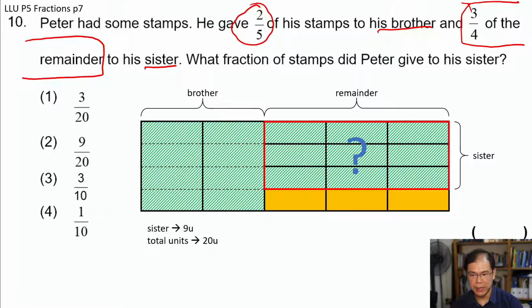So now I can assemble the fraction. So 9 out of 20 units. You can simplify this. Nope, you can't just simplify this. Okay, so this is already the simplest form. So the answer is number 2, 9 out of 20.